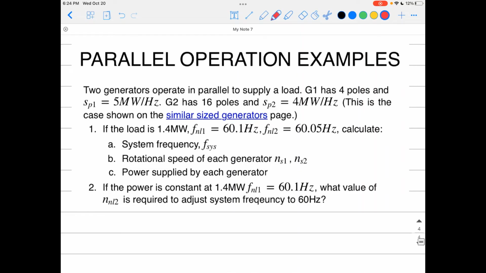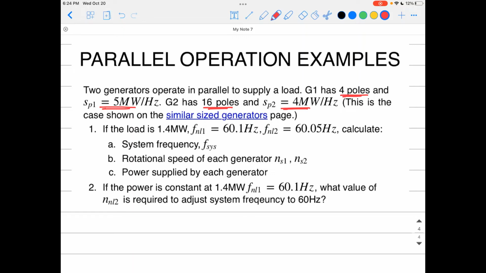So let's analyze the data here. It's saying that we have two generators operating in parallel to supply a load, which is our case. Generator 1 has 4 poles. So generator 1 number of poles is 4, and SP1 is 5 megawatts per hertz. That's the slope of its own FP relationship, 5 megawatts per hertz. Generator 2 has 16 poles, that's the number of poles. And its own slope of the FP relationship, SP2, is 4 megawatts per hertz, okay?